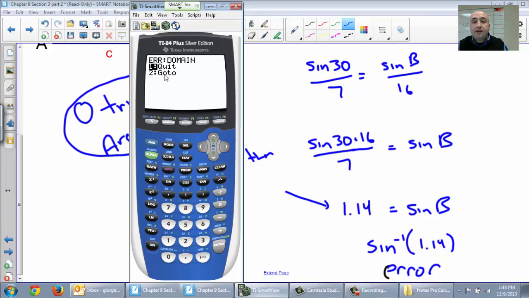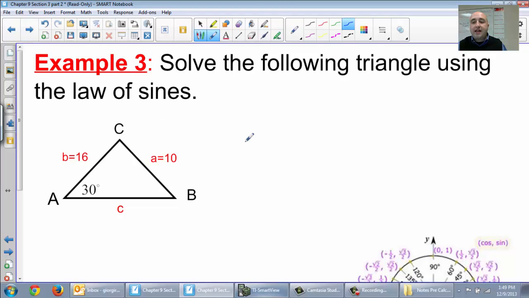And your calculator will tell you that it gives you an error. It will tell you that there's an error there. Okay, so that's kind of a nice little problem when that happens. Okay. All right, last one, last example here.